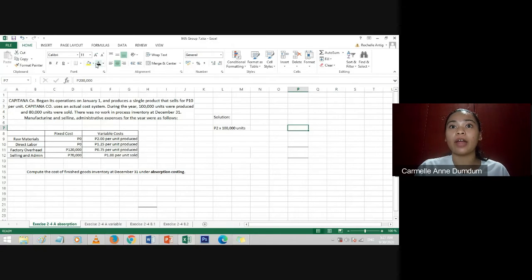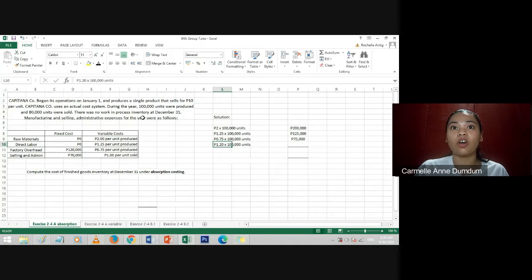And then for the direct labor, 1.25, which is again multiplied by 100,000, we will get 125,000. So let us separate the variable costs and the answer when it is multiplied by 100,000. The next one is variable factory overhead, which is 0.75, and again it is multiplied by 100,000 units, in which we will get 75,000.